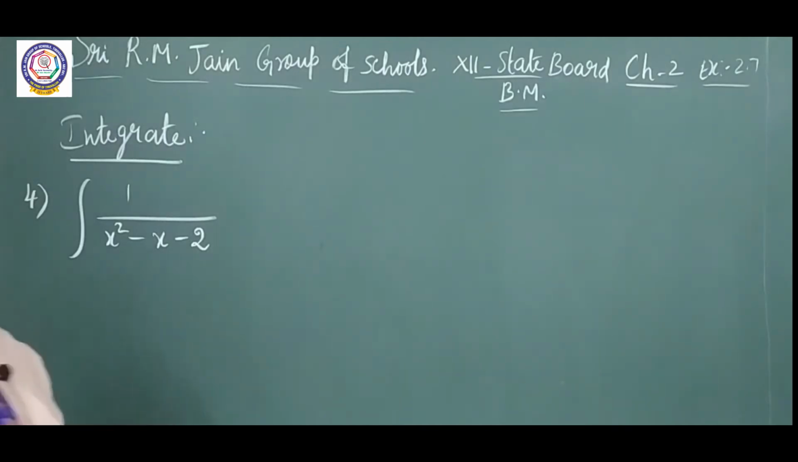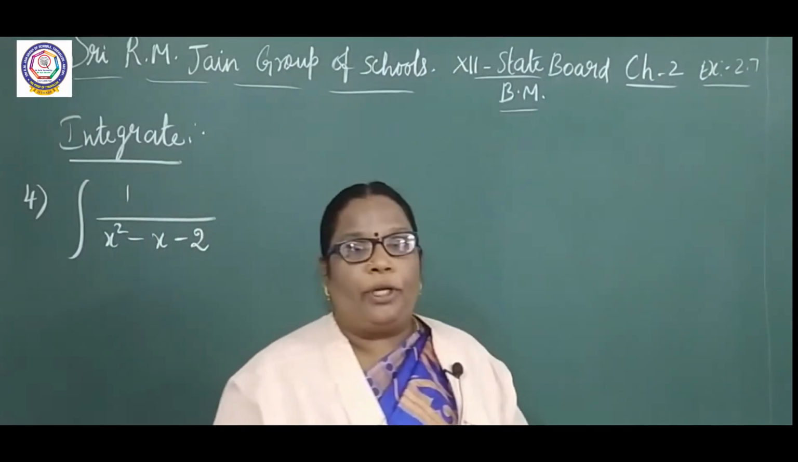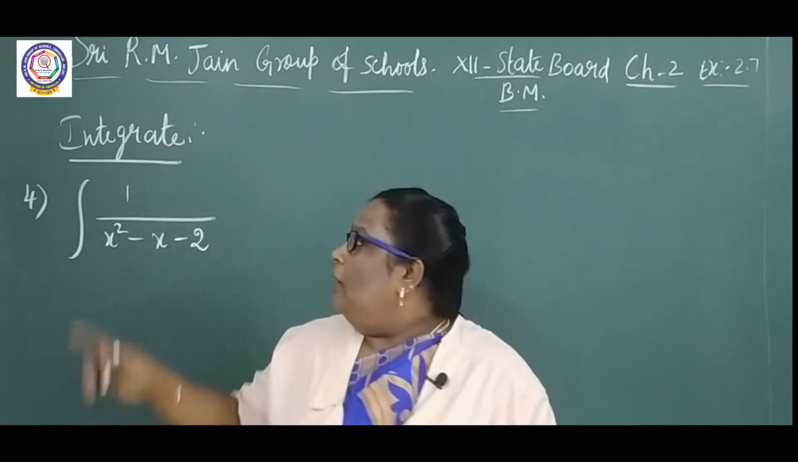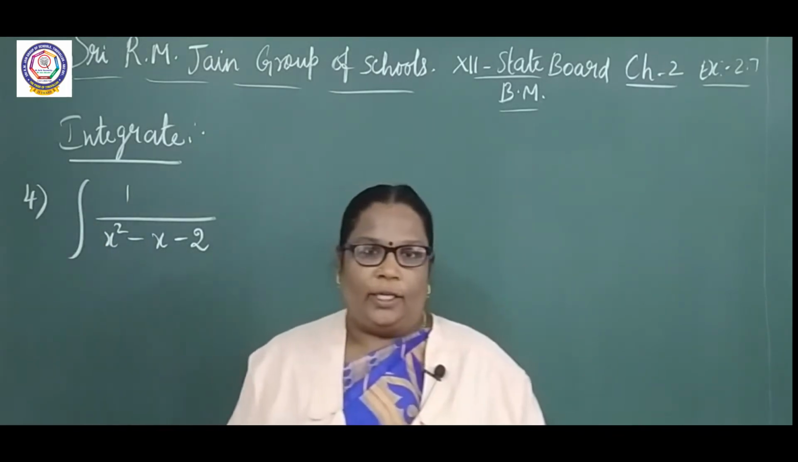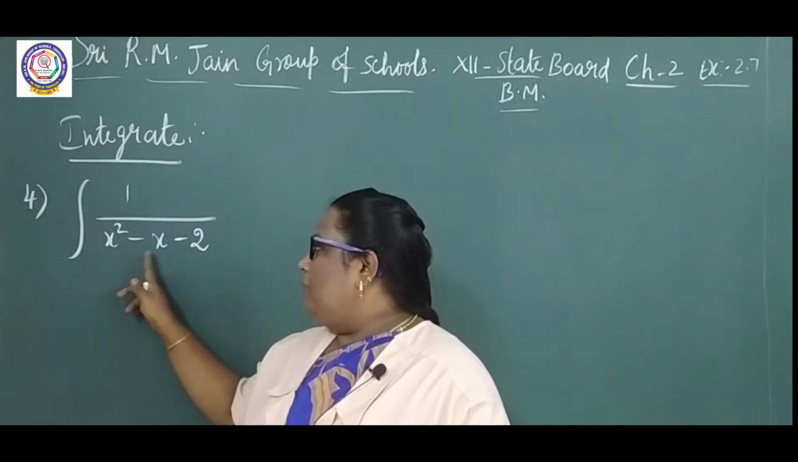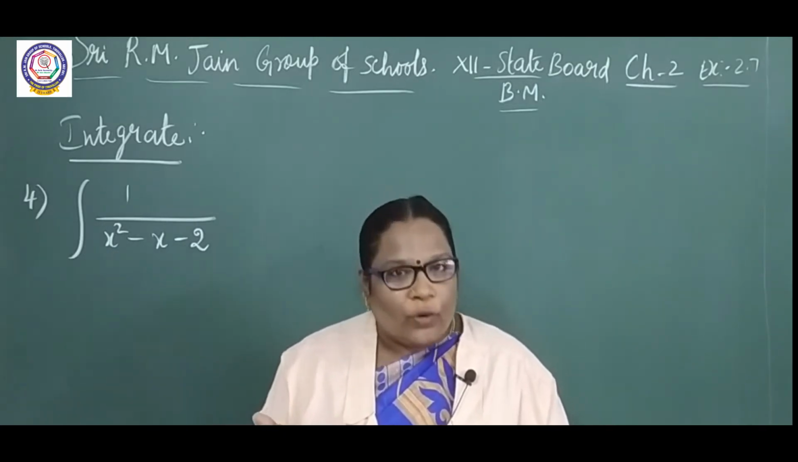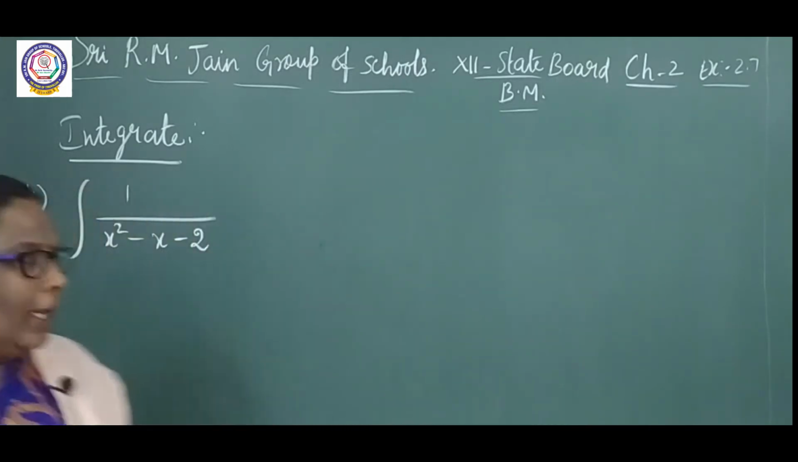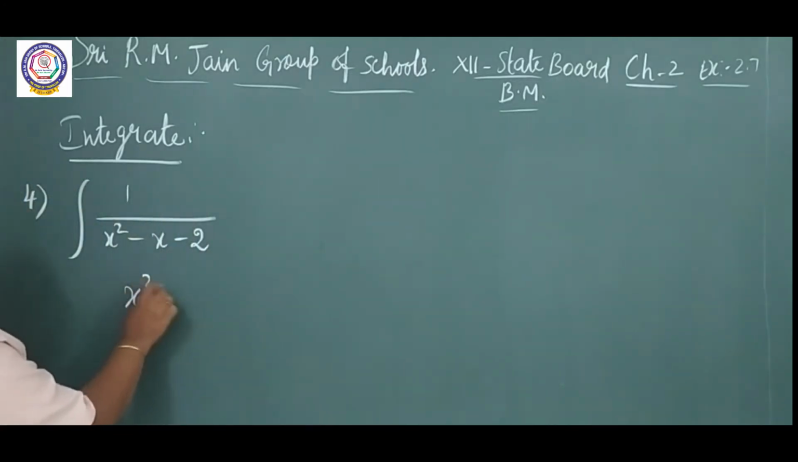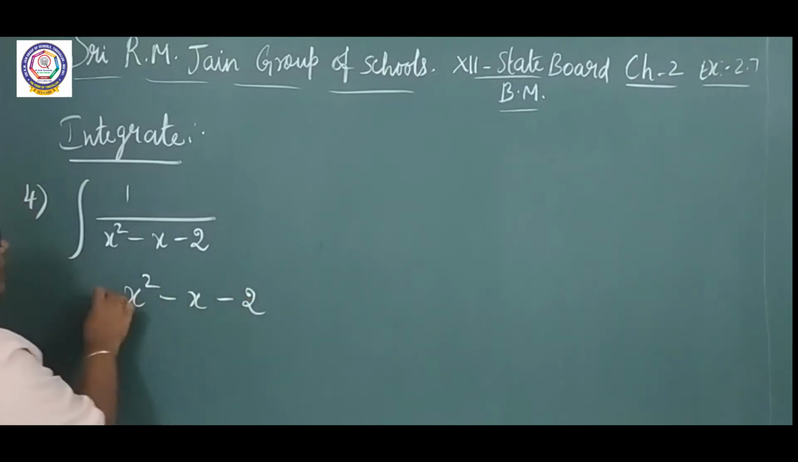Sri Guru Namaga children, see, this is 12th standard State Board, chapter 2, exercise 2.7, fourth sum: integrate 1 by x square minus x minus 2. So you can make it into the completing the square form. See here how you can do it like this. x square minus x minus 2.